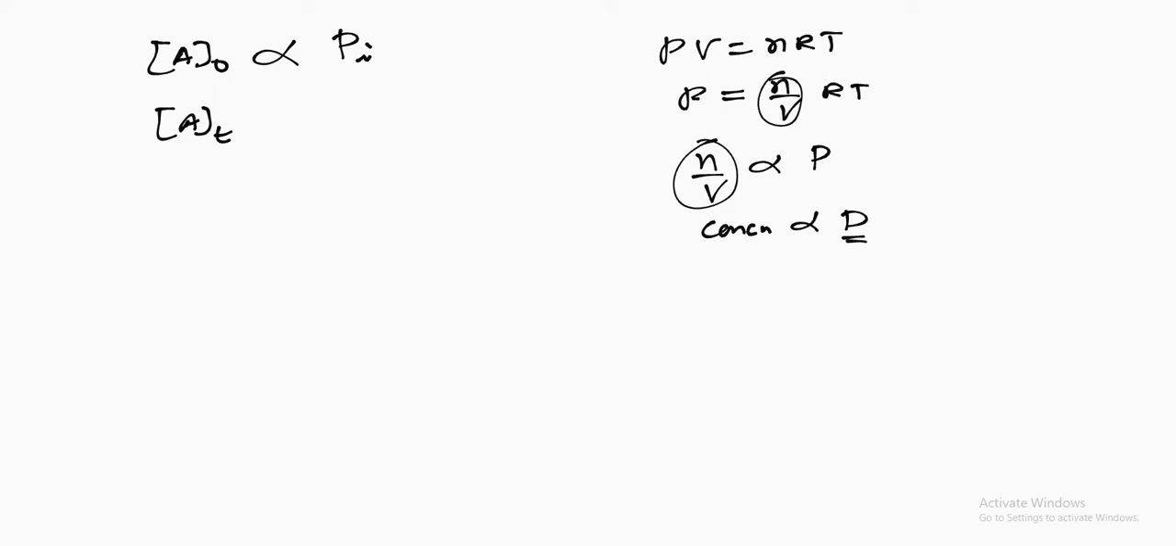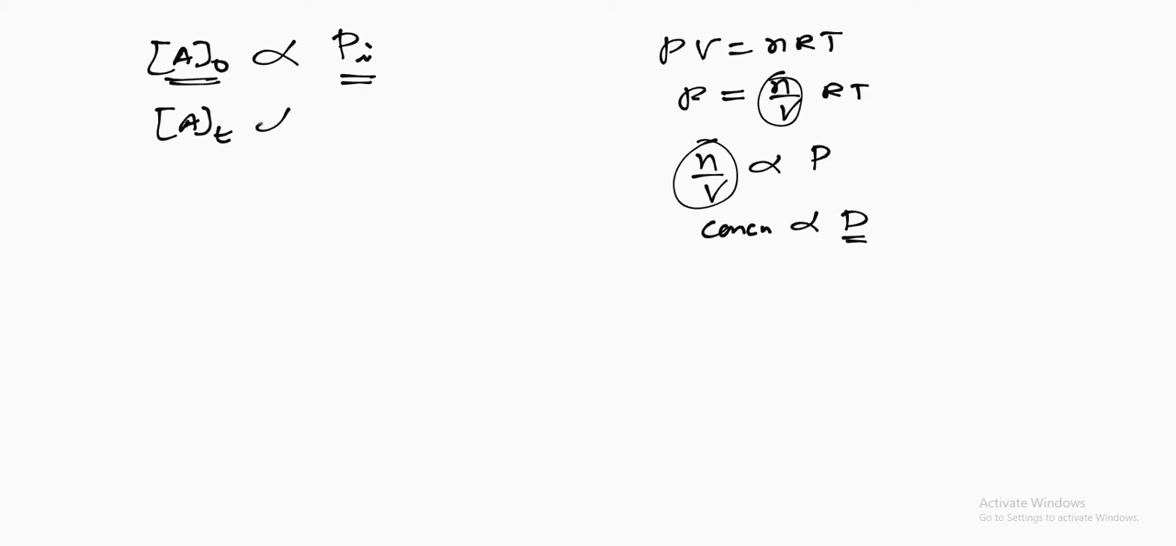So the initial concentration of the reactant is directly proportional to the initial pressure, that is the total pressure at the beginning of the reaction. Why? Because at the beginning, or at time 0, you have only A molecules in the vessel. Therefore the total pressure at time 0 is directly proportional to the initial concentration of the reactant.